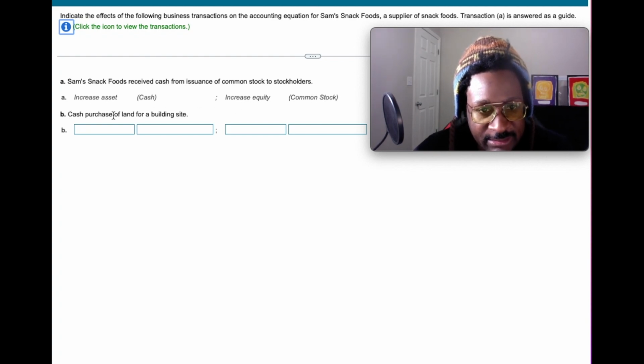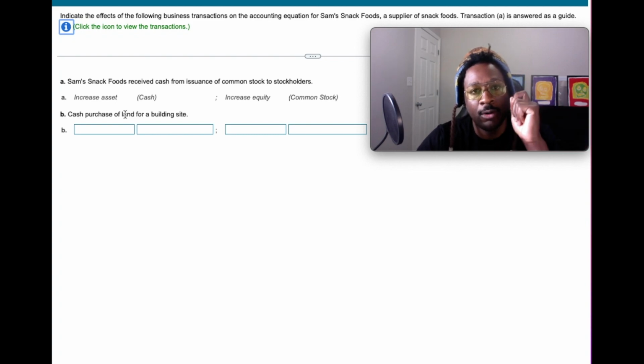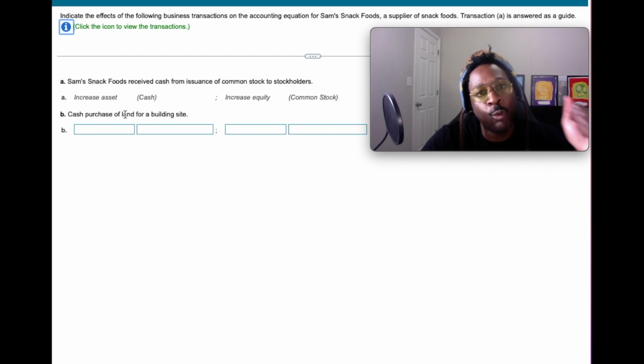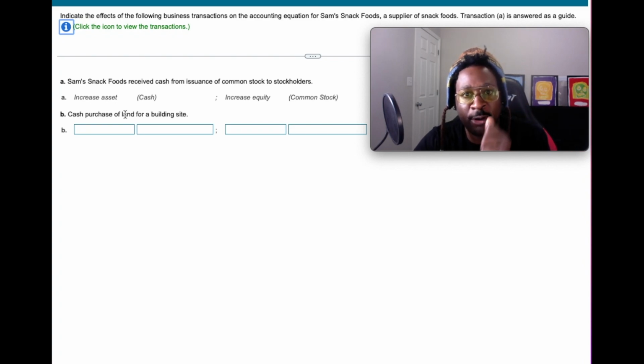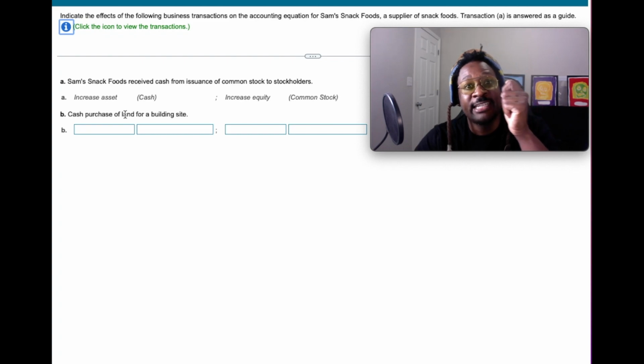Cash purchase of land for a building site. What are the keywords? Cash purchase and land. So based on those keywords, what accounts are affected, gang? Cash and land. Cash is an asset and land is an asset as well. So what's happening? We're basically swapping one asset for another. We bought some land and we used cash. So land is going up in the business and cash is going down. Both of them being assets.